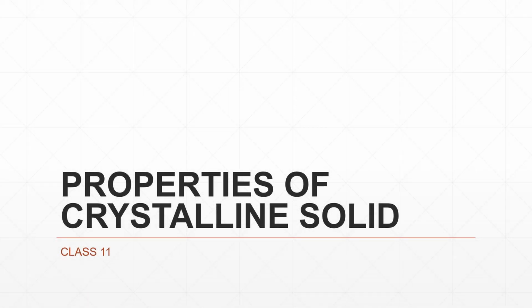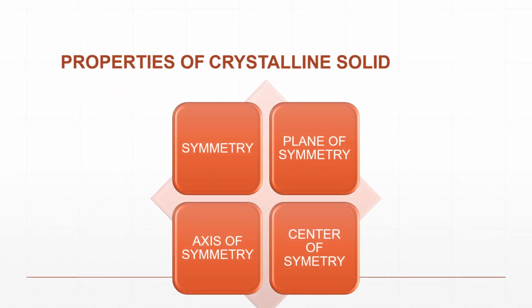This lecture is based on the properties of crystalline solids. As in previous lectures, I have taught you about crystalline and amorphous solids in detail. So basically, the properties of a crystalline solid can be based on four things: symmetry, plane of symmetry, axis of symmetry, and center of symmetry. We should start with symmetry, and what symmetry actually is.